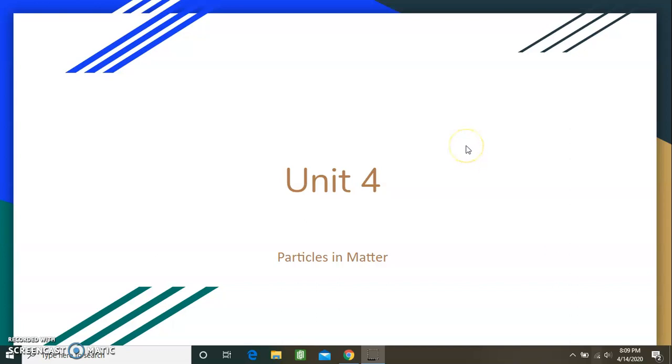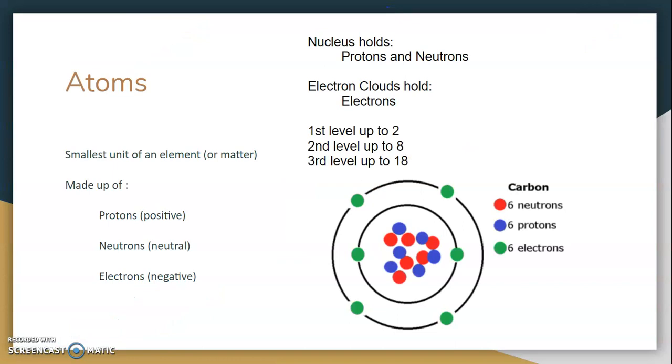Unit 4 was over particles and matter, so we're talking about atoms and protons and neutrons and electrons, and we're talking about molecules and compounds, things like that. So the first thing that we talked about were atoms. Atoms are the smallest unit of an element or matter, and they're made up of protons, which are positive, neutrons, which are neutral, and electrons, which are negative.